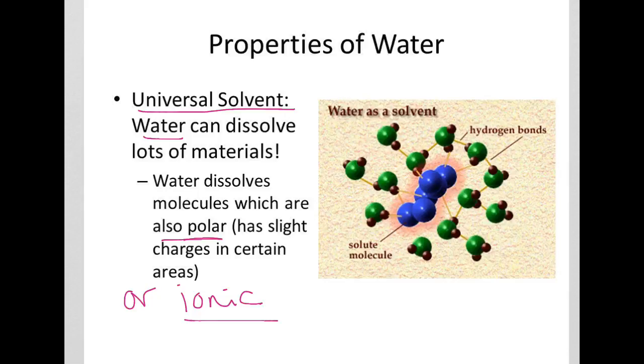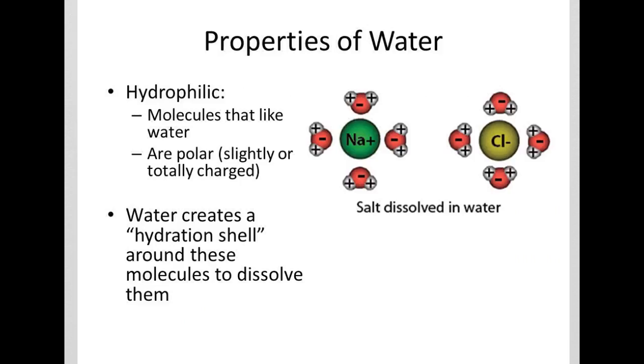And so here is a picture of water molecules. Those are the green and brown molecules. Dissolving and attracting with these hydrogen bonds, just like it does to the other water molecules, it will form hydrogen bonds with the molecule it is attempting to dissolve. And here we get a couple of terminology things. We have these terms that we use a lot in biology.